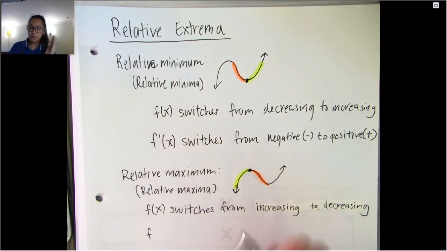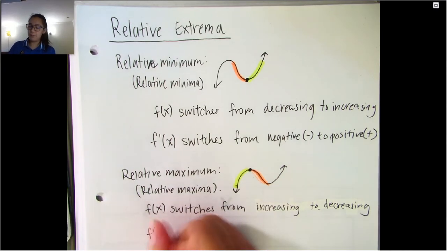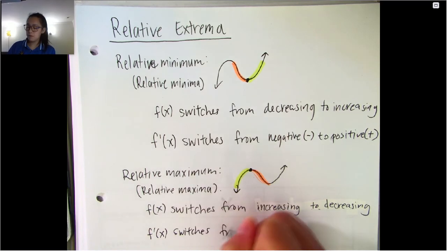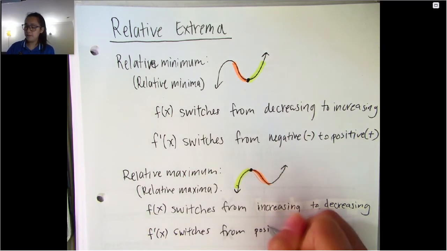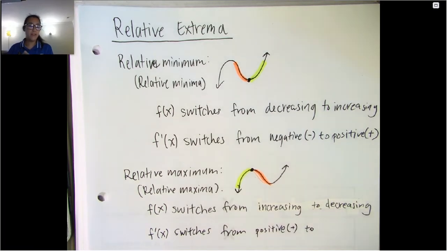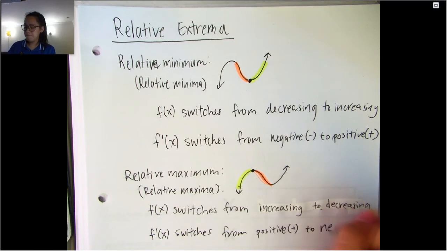So f of x switches from increasing to decreasing, and when f of x is increasing, f prime of x is positive. And so we're going to say f prime of x switches from positive to negative, because f of x is decreasing where f prime of x is negative.